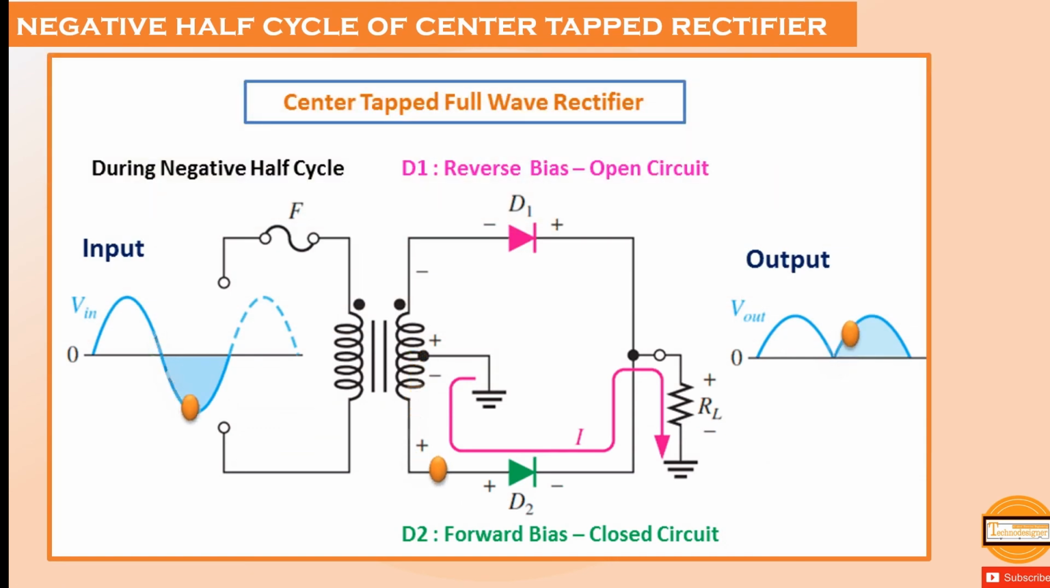Negative half cycle of center tap rectifier. During the negative half cycle of the input AC signal, D1 becomes reverse biased, D2 becomes forward biased, and the center tap is grounded at 0 volts. So diode D1 is reverse biased during the negative half cycle and does not allow electric current to pass through it, due to which a positive sinusoidal is produced during the negative half cycle.